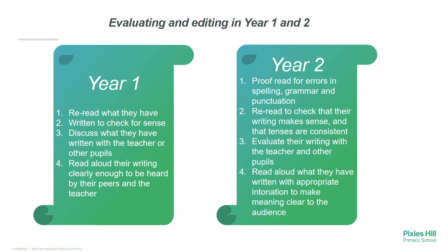The last stage of composition is the evaluating and editing of their own work, which is an important skill for all children to learn, even as early as Year 1. This would be supported by the teacher to start with, including help to fix their work, with the view of becoming more independent in Year 2 to do this by themselves.